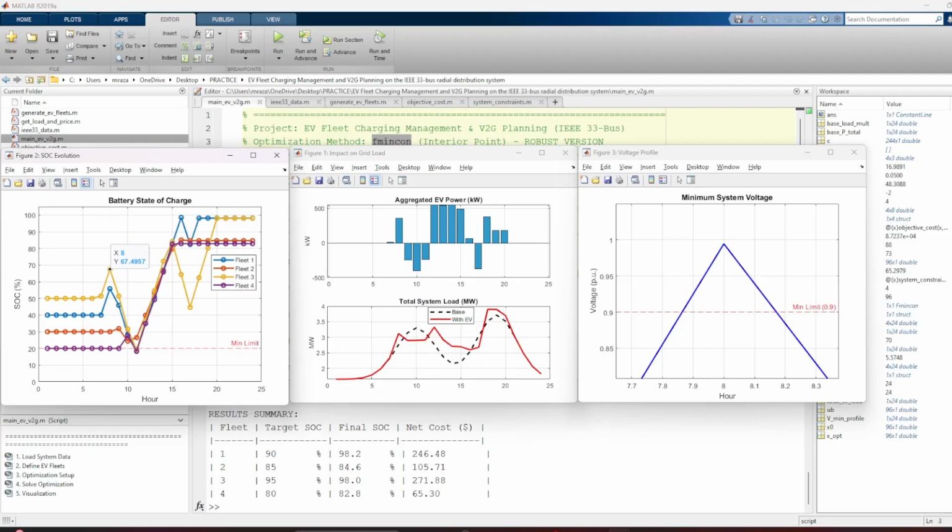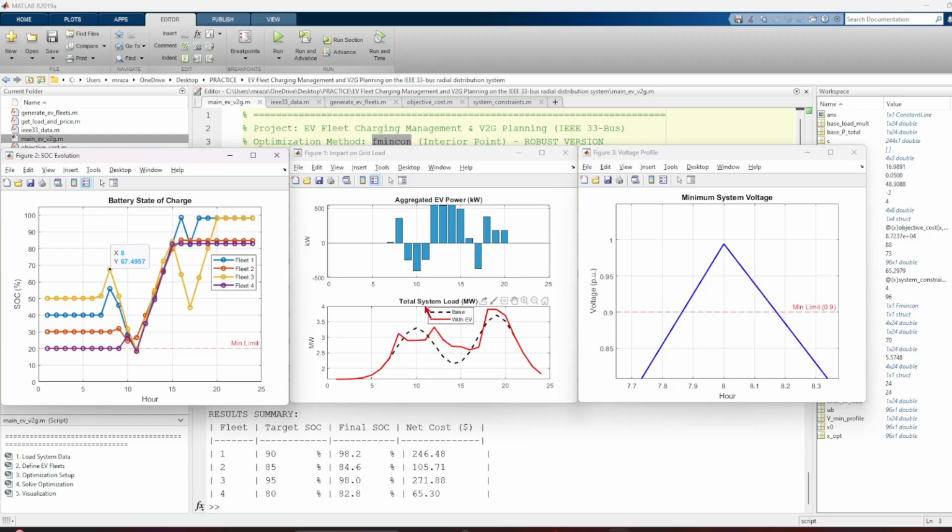Next, let me explain the impact on the grid load. From this to this, which is our daytime, you can see a lot of variation right in the middle of the day. Let me start with the blue bars. The blue bars going up represent the charging, and the bars going down represent V2G discharge.